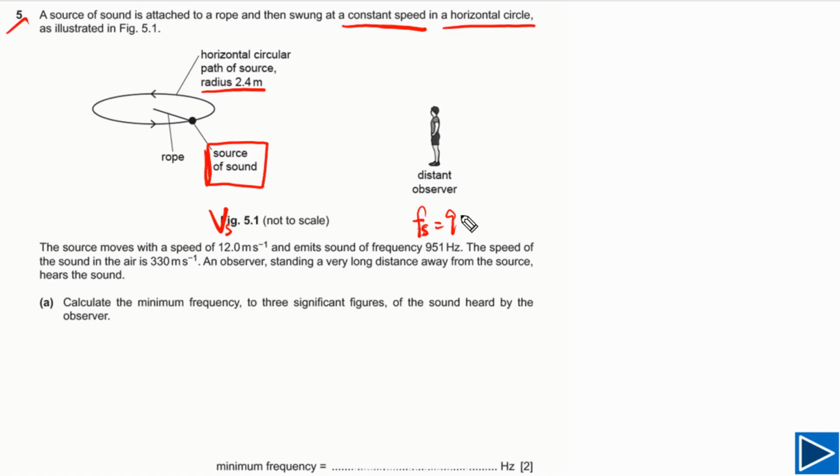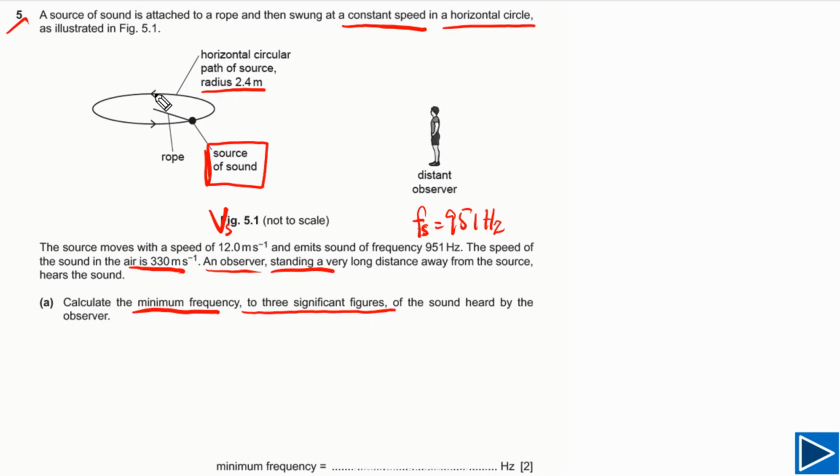In this case, fs is equal to 950 hertz. The speed of sound in air is also given to us, and it is also given that the observer is at rest. We need to calculate the minimum frequency, and in our answer we need to use three significant figures.